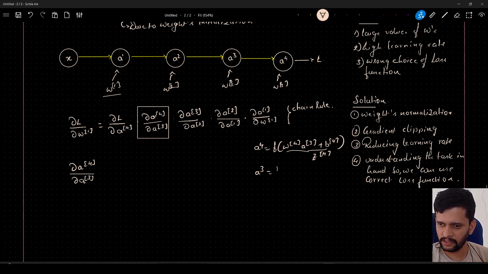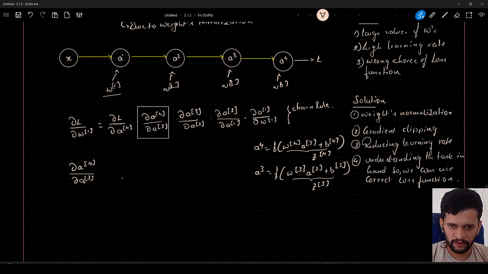Similarly, what is our A3? It is some activation function with W3 multiplied with A2 plus B3 inside, and we can shorten this and call it Z3. Now we come to this particular step and again expand it with the help of the chain rule. The derivative of A4 with respect to its input, which is Z4. I am further expanding it, I am not doing anything else. So with respect to Z4, multiplied by the derivative of Z4 with respect to its input, which is A3.